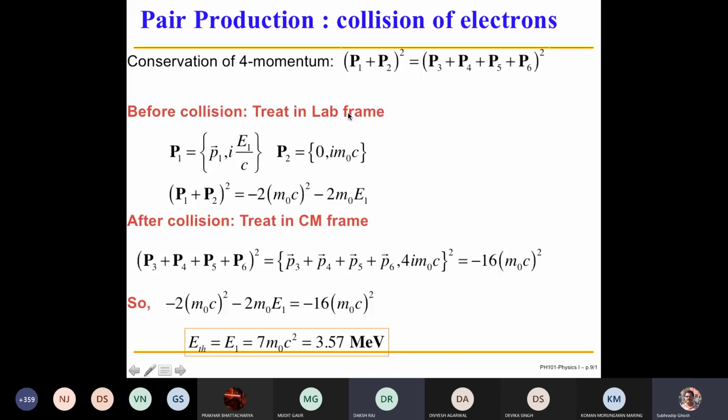If you say, what is the 4 momentum in CM frame before collision? It will be the same, because that's what the four momentums are. So after collision, I'm treating it in CM frame. If I had treated it in lab frame, it would have been the same, the four momentum. Now, the advantage of treating the after collision phenomena in CM frame is that I know that in center of mass frame, 3 momentum is 0. I made the 3 momentum 0, made my calculation simpler, and I am done.